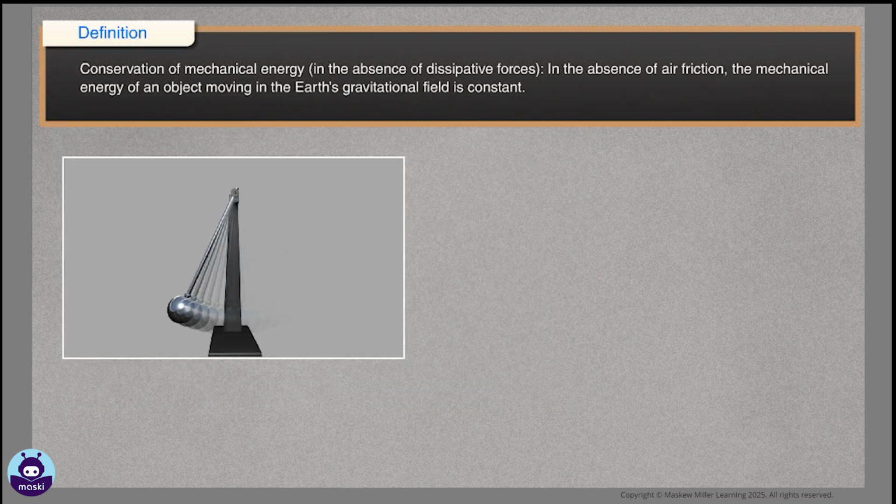We can now state the law of conservation of mechanical energy. In the example of the bob, if there is no air friction, that is, the resistance offered by air molecules to the motion of the bob, it would continue to swing forever. Hence, we are ignoring the presence of air friction when we consider the conservation of mechanical energy.